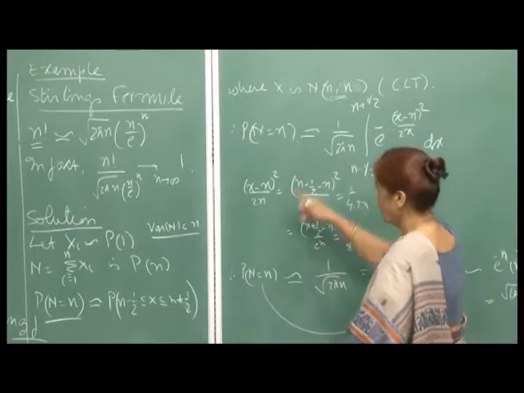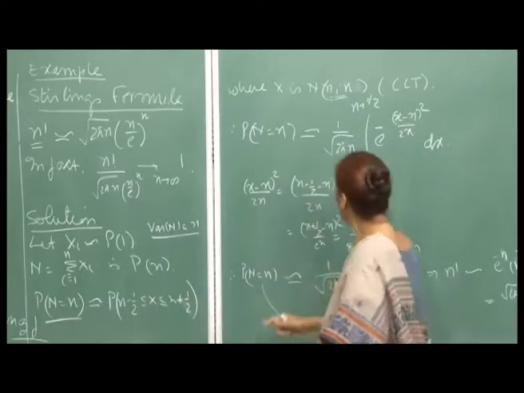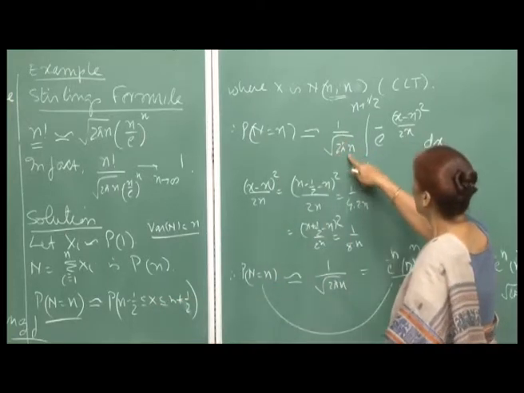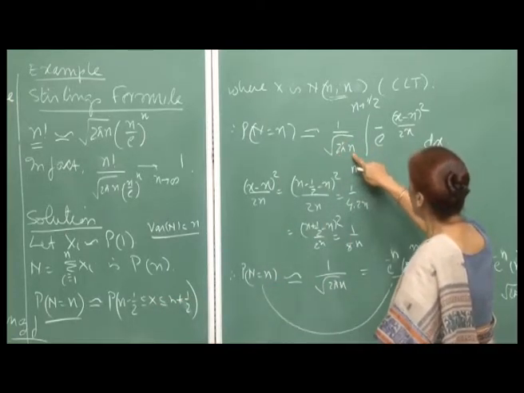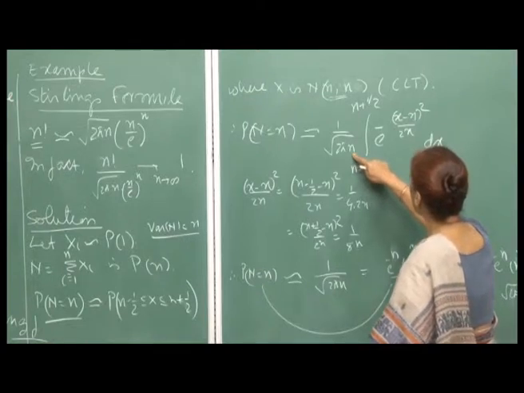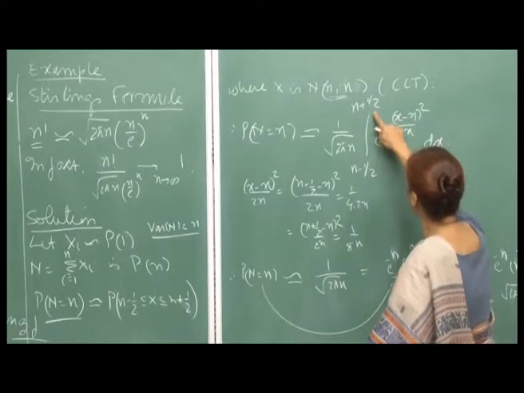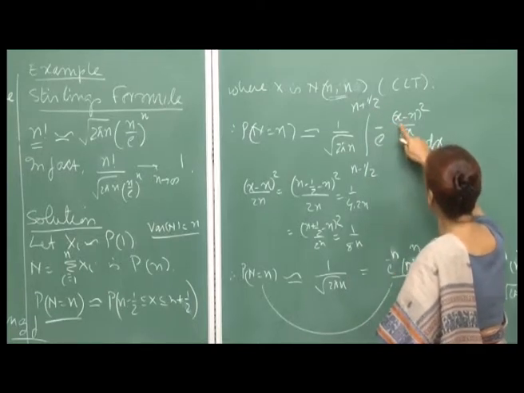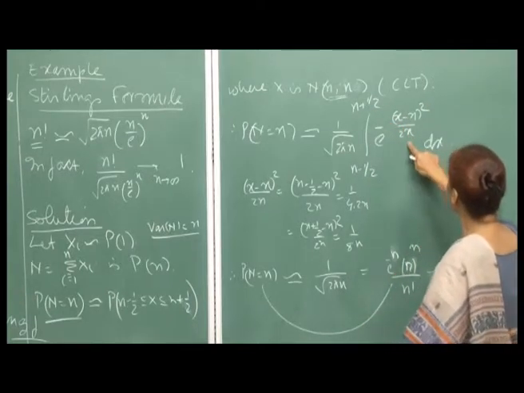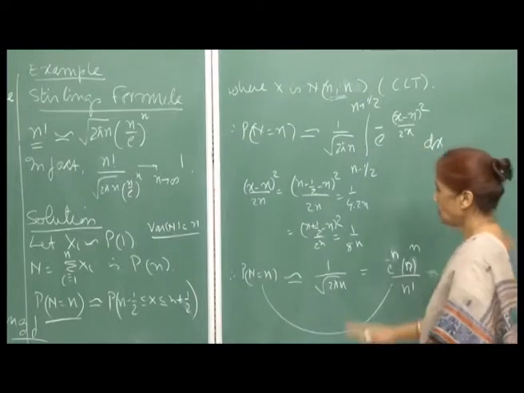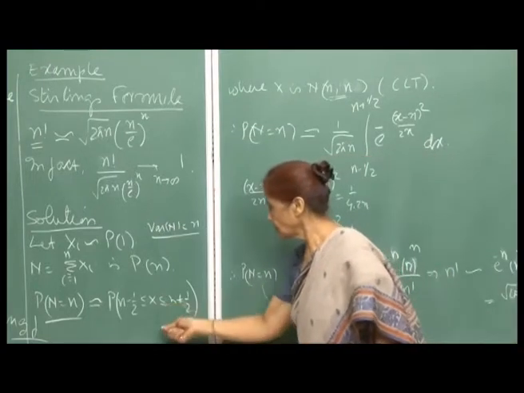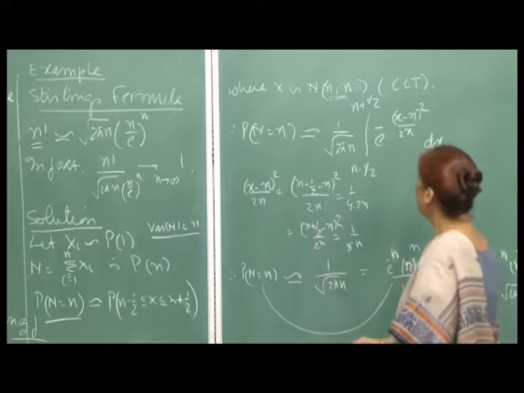So, this is what you want to compute, and therefore, when I want to write this probability, because x is normal, I will write it as 1 upon under root 2 pi n, because the variance is n. So, standard deviation will be root n, and this will be the integral from n minus half to n plus half of e raised to minus x minus n whole square upon 2 n dx. So, this is my probability, because I have used the central limit approximation.